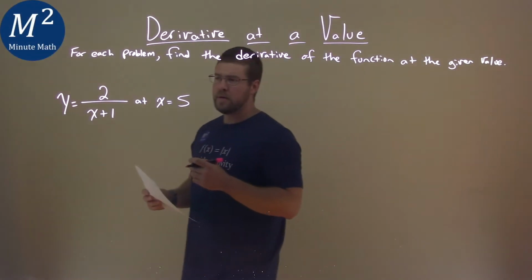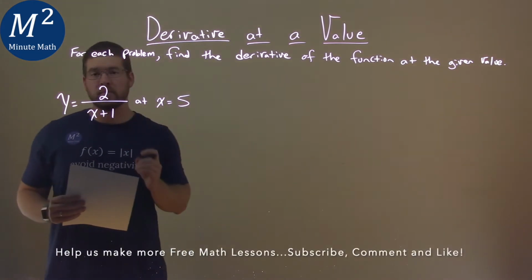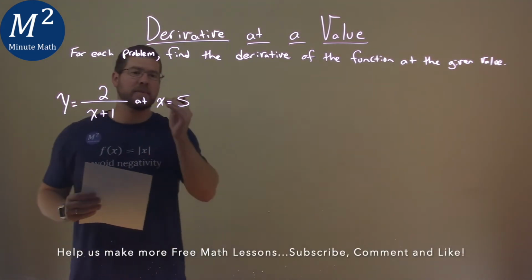We're given this problem right here, y equals 2 divided by x plus 1, and we need to find the derivative here at x equals 5.